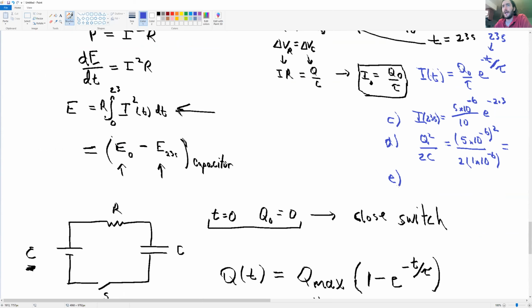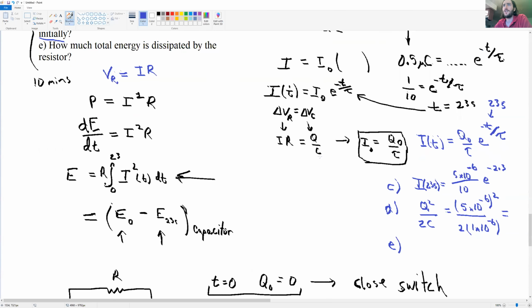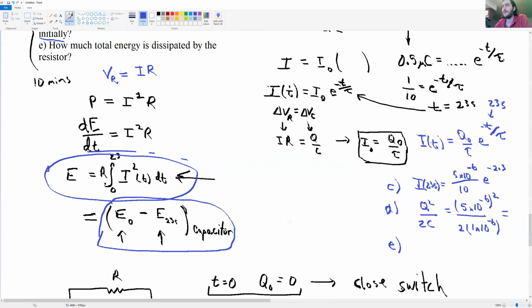And then for answer E, how much total energy is dissipated by the resistor? You can do it the hard way, which is to do this integral, or you can do it the easy way, which is to calculate the difference in energy for the capacitor. The way I'd recommend is Q initial squared over 2C minus Q at 23 seconds, which is the 0.5 microcoulombs, over 2C. And you're going to get an answer for that as well, if you want to crunch the numbers on that.